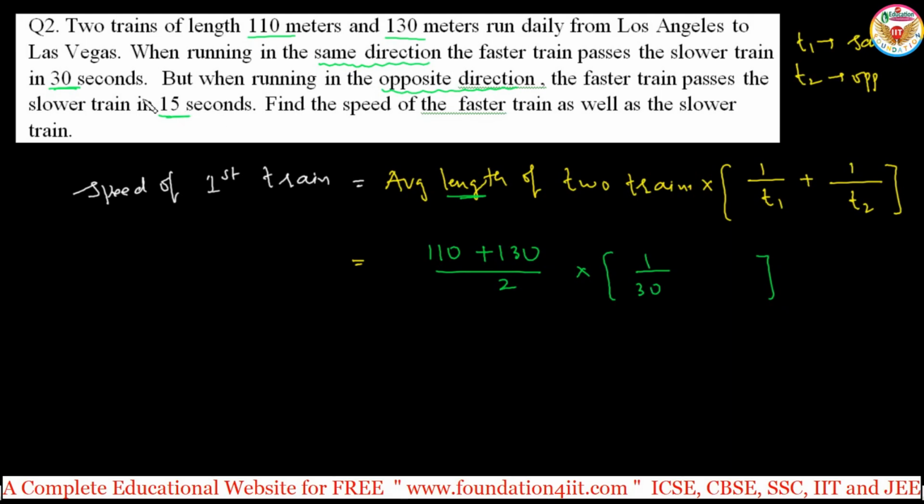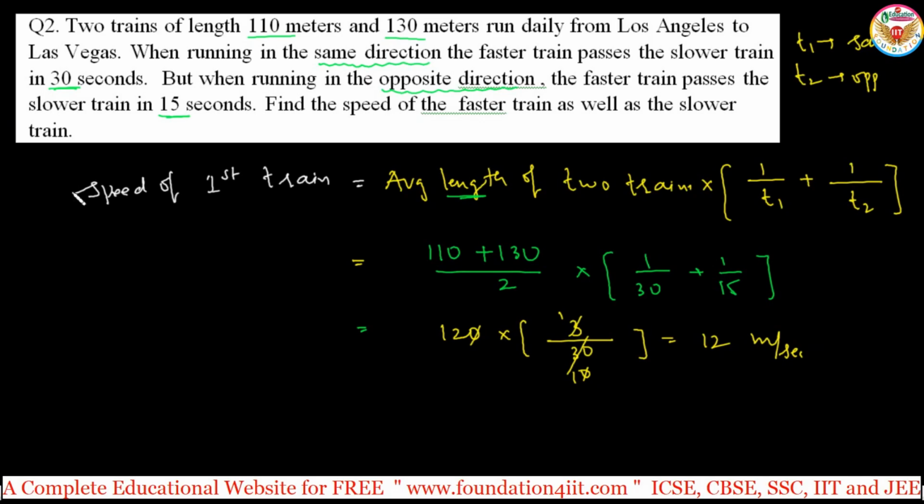So here, 30 seconds, and in the opposite direction to cross in 15 seconds, plus 1 by 15. If we simplify, this is the speed of the faster train. Just calculate 110 plus 130, 240 by 2, 120 into, if you do the LCM of this, the denominator, 1 plus 2, so 3 by 30 times 1, 10, the 0s cancel, 12. Okay, 12 meters per second.